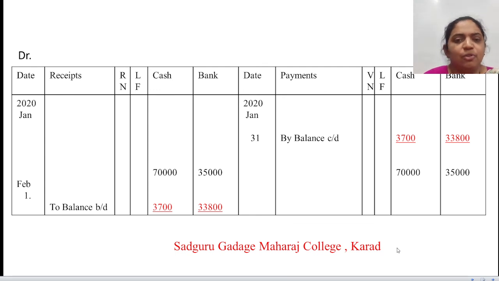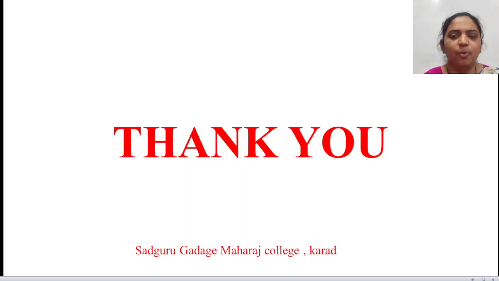Okay, then you all know very well, Jan 31st by balance carried down, the same amount will be brought forward to the debit side on Feb 1, but you have to write to balance brought down, 3,700, 33,800. Got it, everyone? Yes or no? In this way, today we have solved problem number 1. Okay, enough for today. Thank you very much.